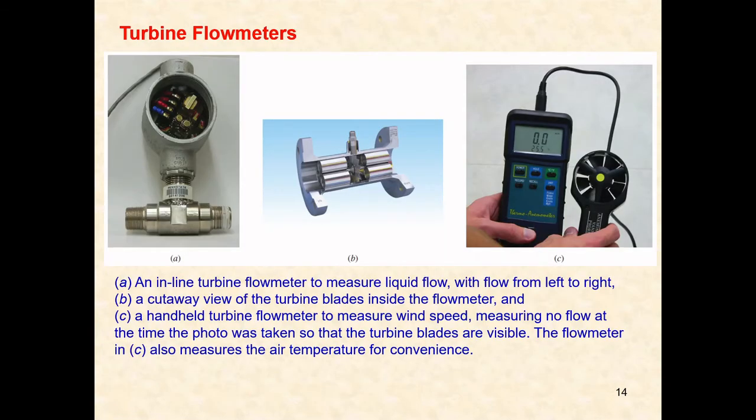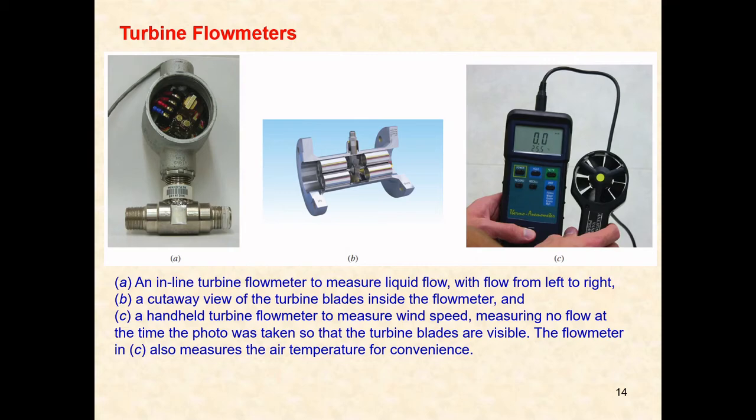Okay, here we show the turbine flow meter. Figure A is an inline turbine flow meter to measure liquid flow, with flow from left to right. If you do a cutaway view of the turbine, you can see the turbine blade inside the flow meter, and that is displayed in figure B. Those are examples of how they are used to measure the flow of liquid in the pipe.